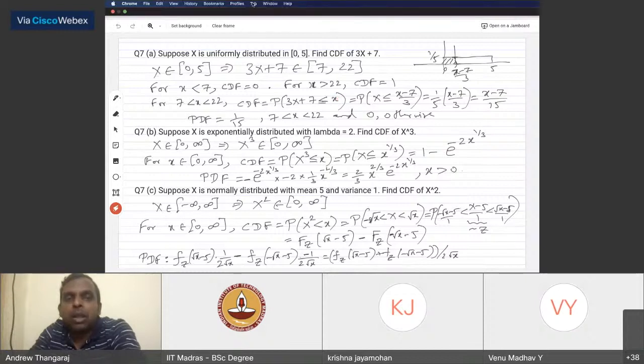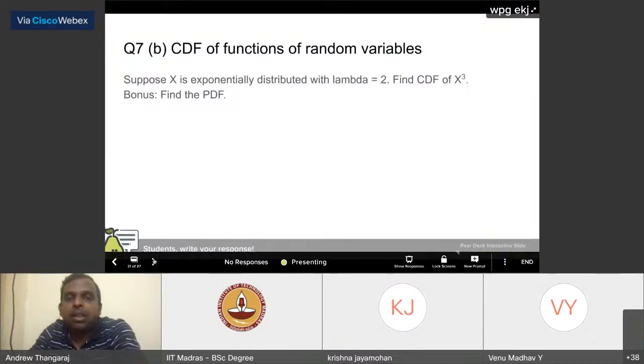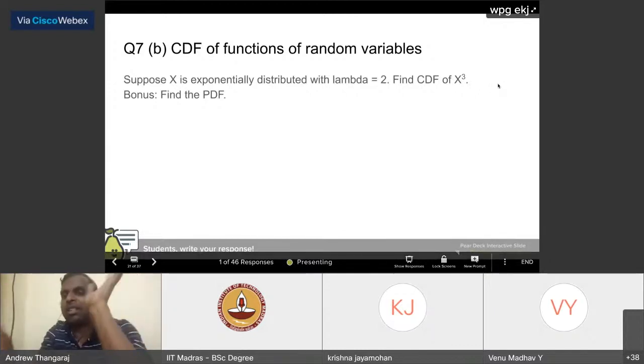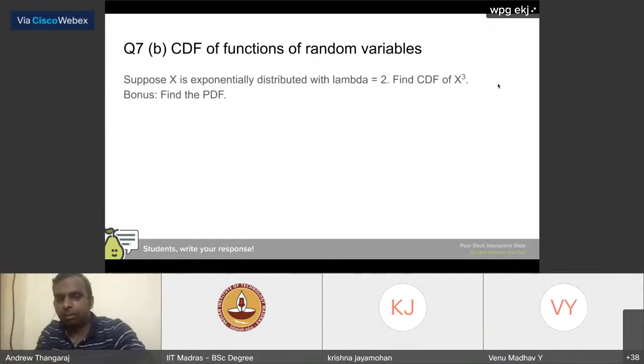So let me go to the next problem, which is very similar to this problem, except that you now have an exponential distribution with lambda equals 2. I want you to find the CDF of X power 3. Previously we found the probability that X power 3 was less than 27, or greater than 27, doesn't matter. So now you essentially have to find the probability that capital X cubed is going to be less than or equal to some small x. You will get one expression in terms of some exponential, but you can just leave it like that.